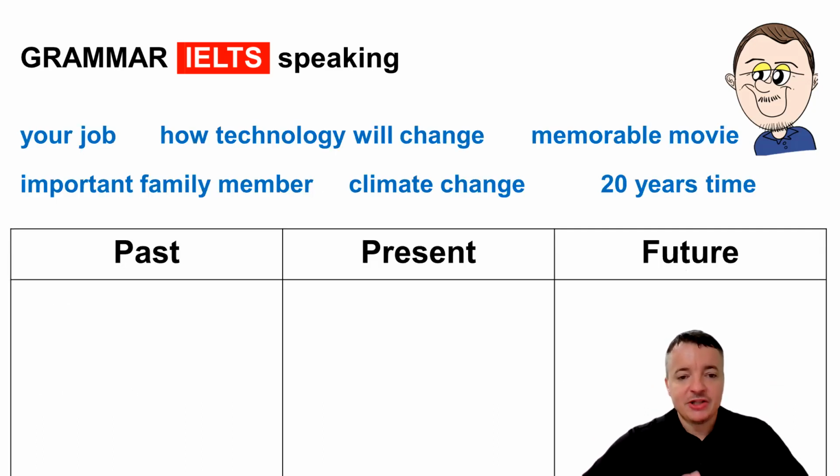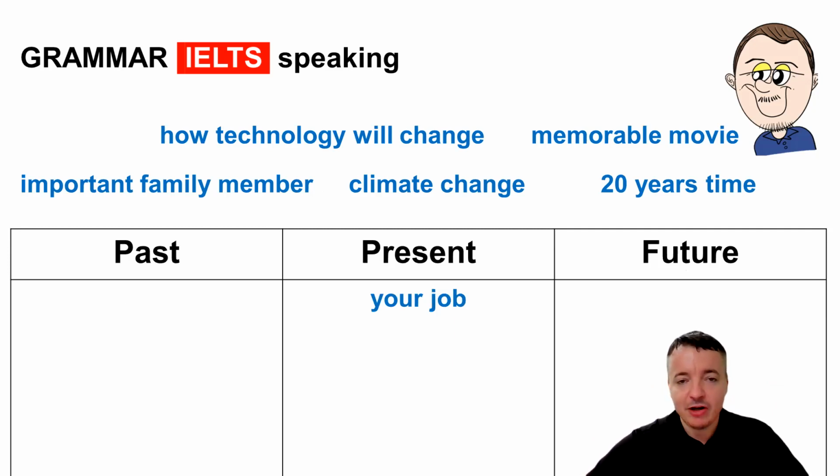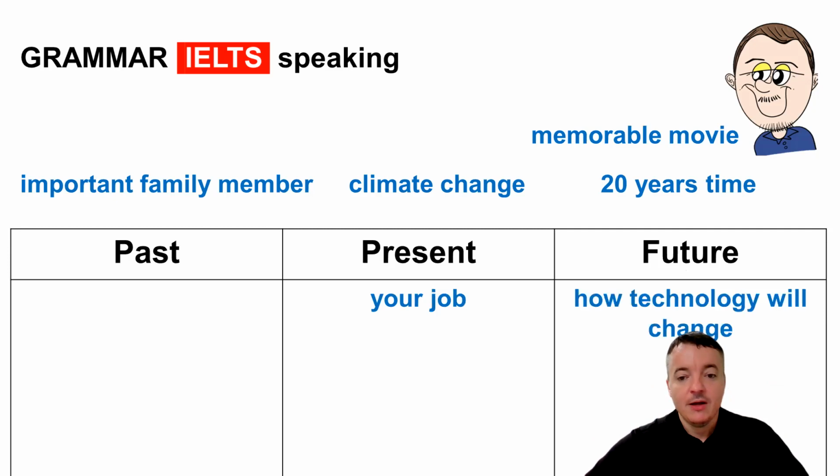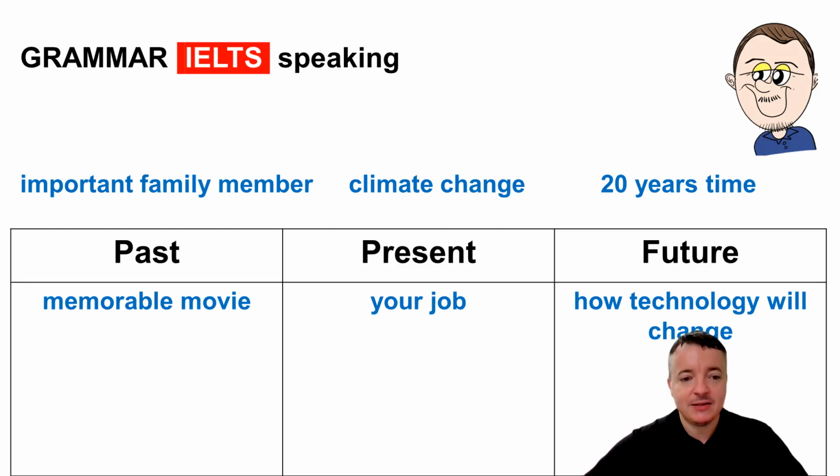Let's think about these topics. What do you think? What tense will you need? How about your job? Yeah, probably present tense. It's your job now. How technology will change. Yeah, like the future, you're talking about possibility. It's going to change, will change. A memorable movie. Probably the past. It's memorable. It's a memory, so it's something that happened before.